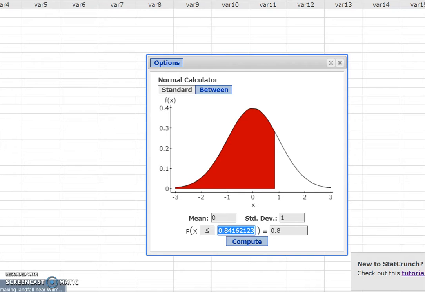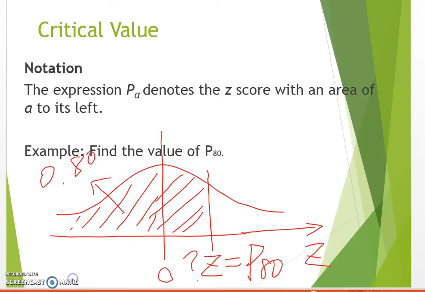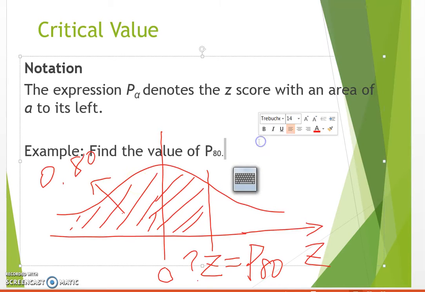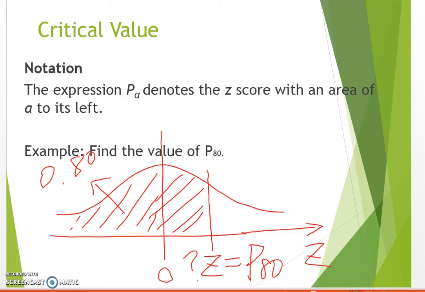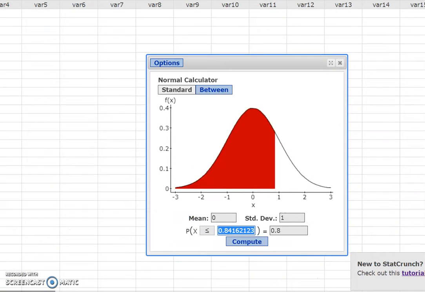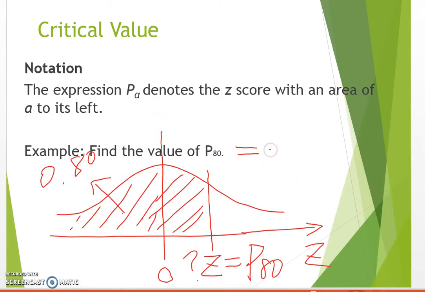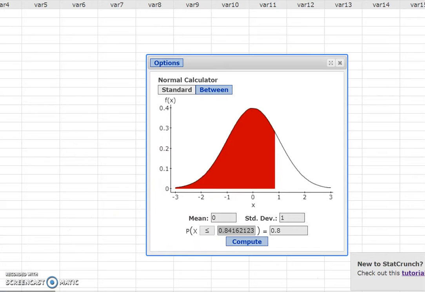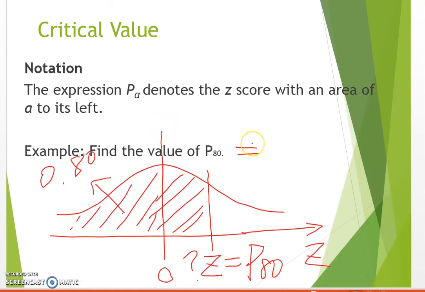If we go back to our PowerPoint slides, the 80th percentile, P80, equals 0.8416. So I'm going to copy that value here. Okay, that's the 80th percentile.